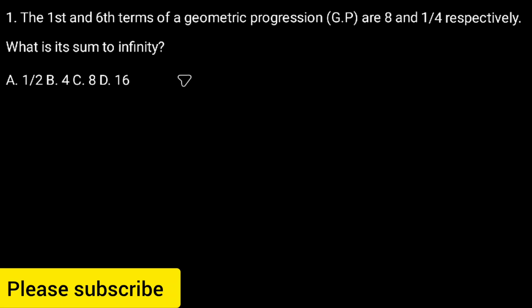In this video, we're going to be focusing on calculations on sum to infinity of a geometric progression. Let's start with this question. Question number 1. The first and the sixth terms of a geometric progression (GP) are 8 and 1/4 respectively. What is its sum to infinity? So let's start by writing the solution.